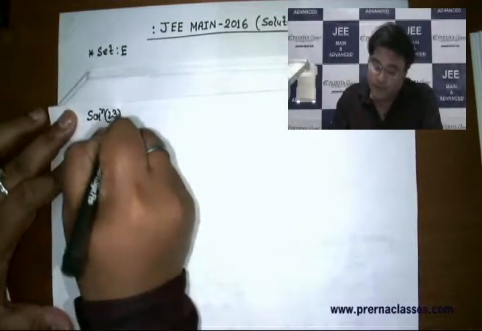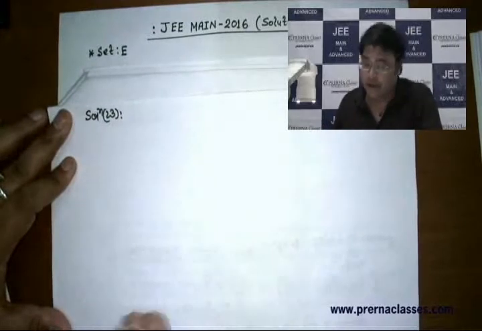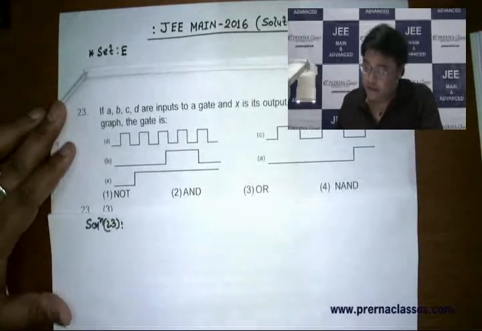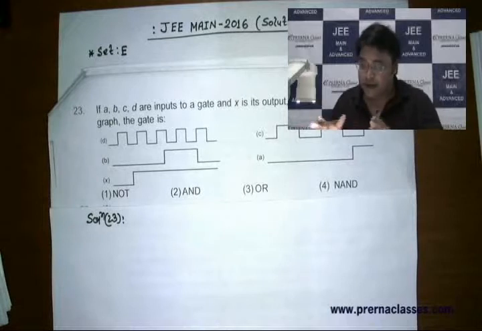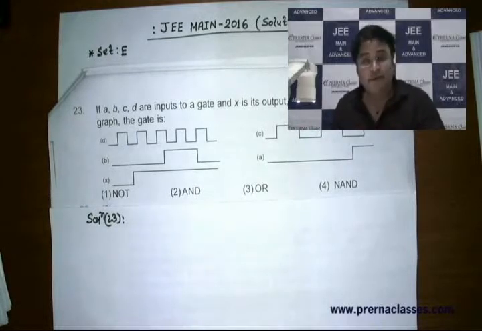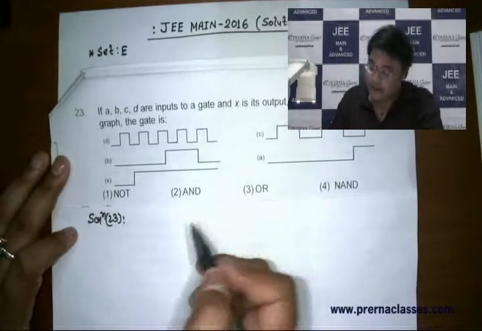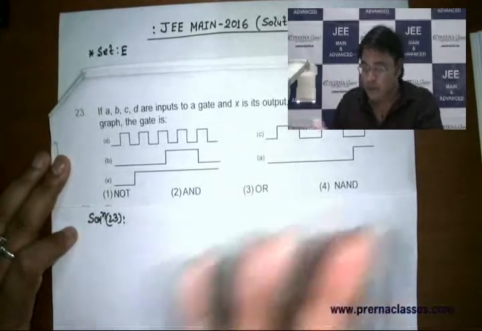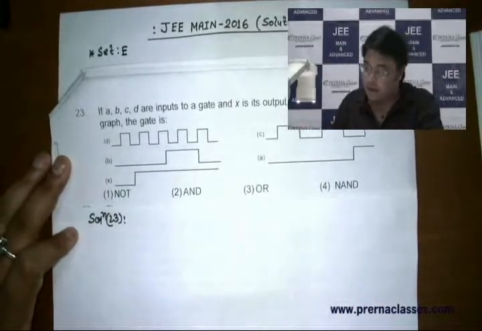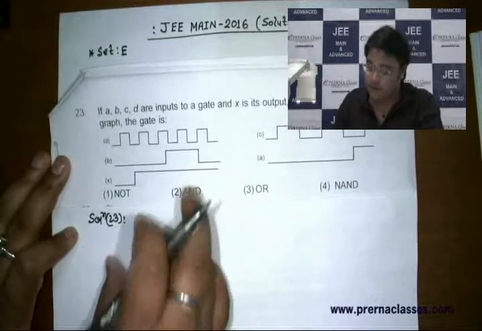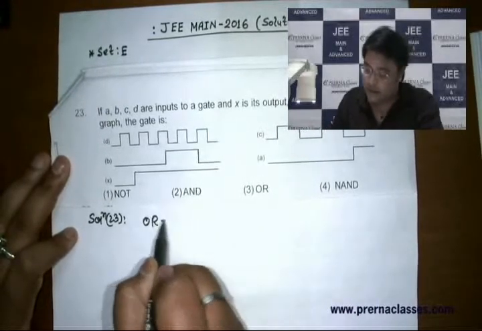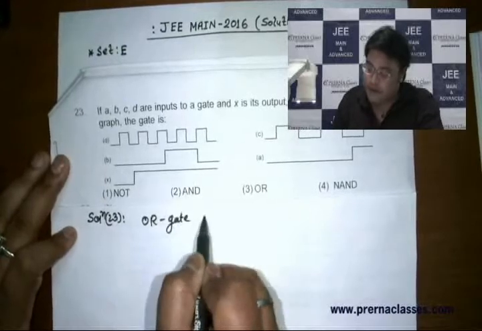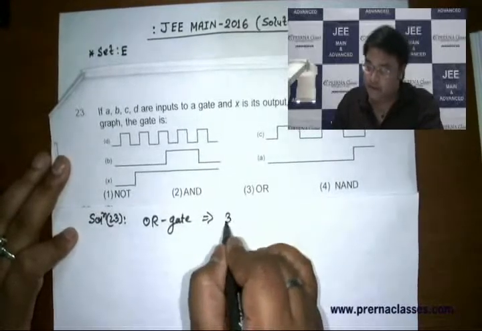Next is question 23. Again it is based on semiconductors, and the question is direct from the gates. From the given diagram, it is clear if you draw the Boolean diagram and truth table, it comes out as an OR gate. That implies option 3 is correct.